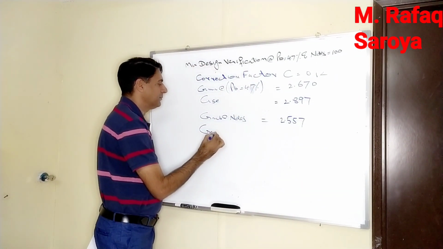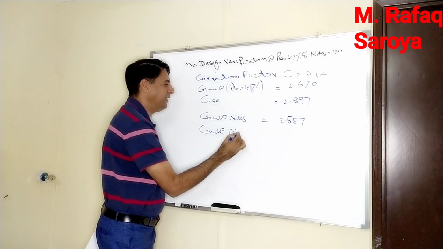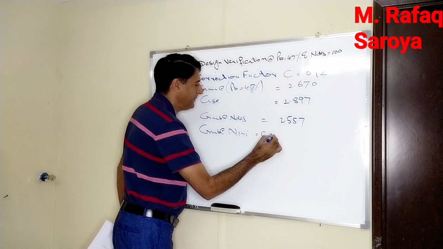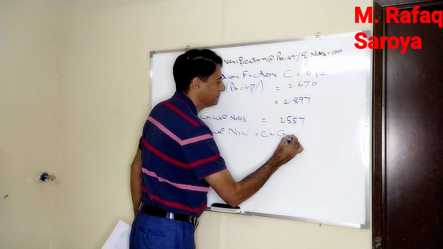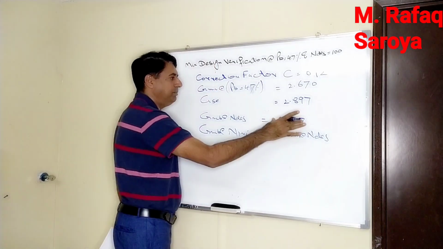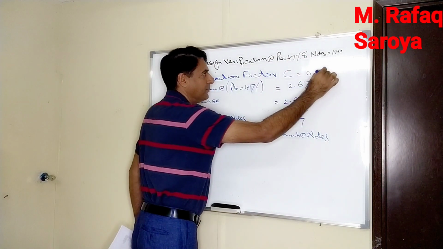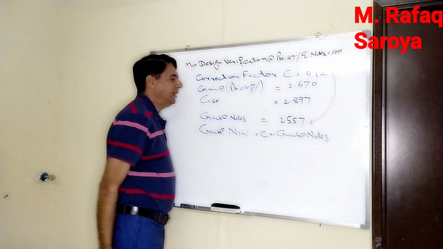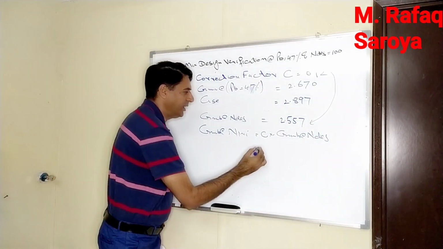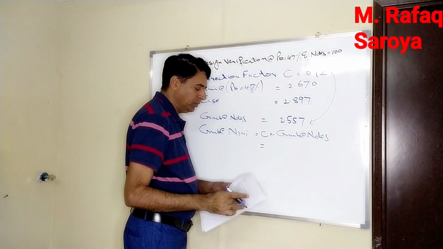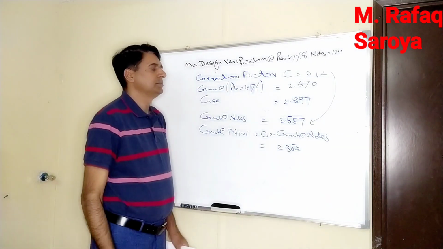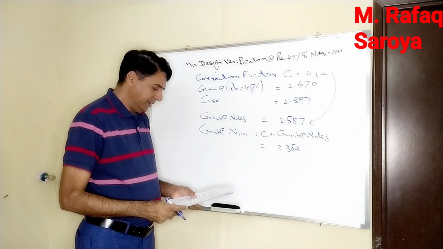GMB at N initial. It means here C is carrying this value. When this and this value are multiplied, the value obtained after their multiplication is equal to 2.352. Clear?